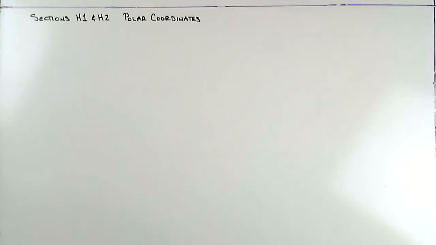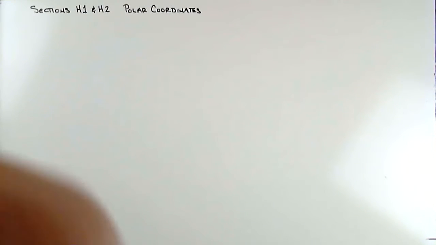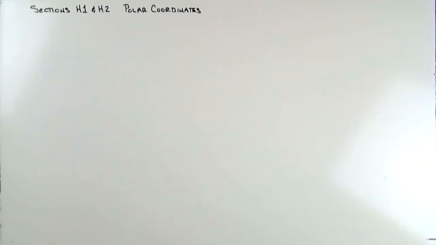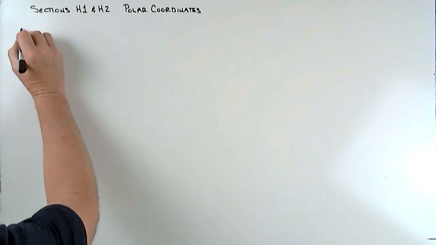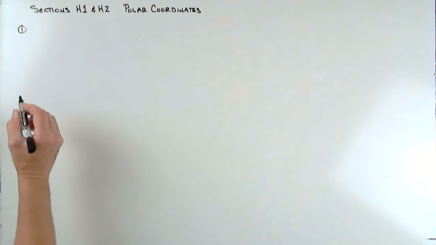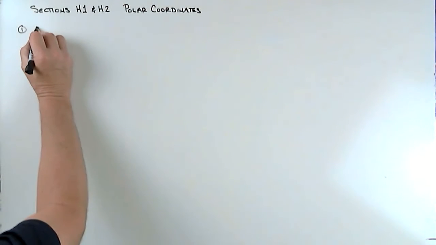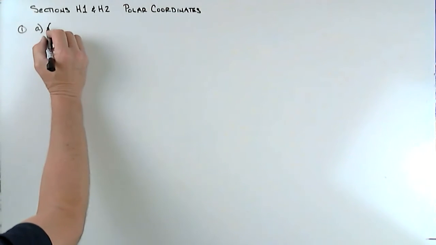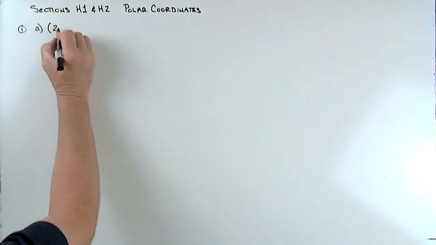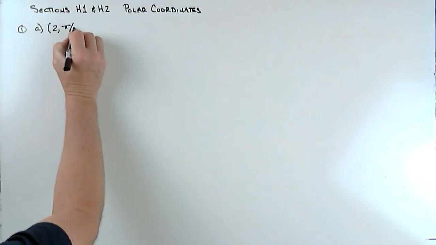Hang on a second. Let's see if I can fix this here. There we go. So starting off, question number 1 says plot the point whose polar coordinates are given, then find two other pair of polar coordinate points for this point, one with r greater than 0, one with r less than 0. So question 1, we're given for part A the point (2, pi over 3).